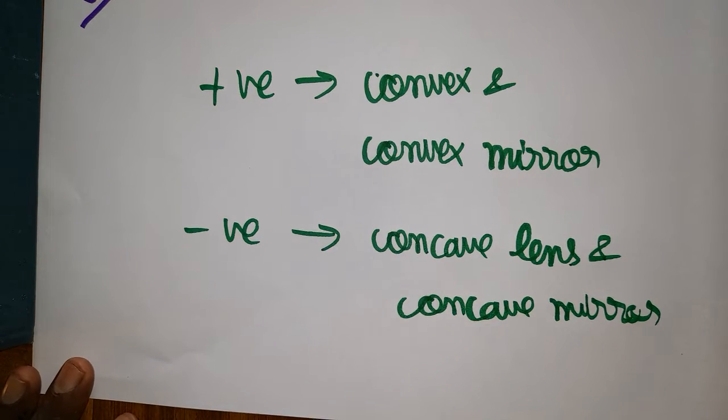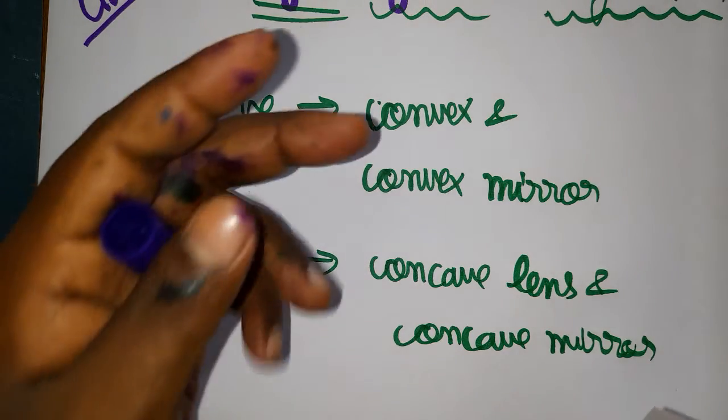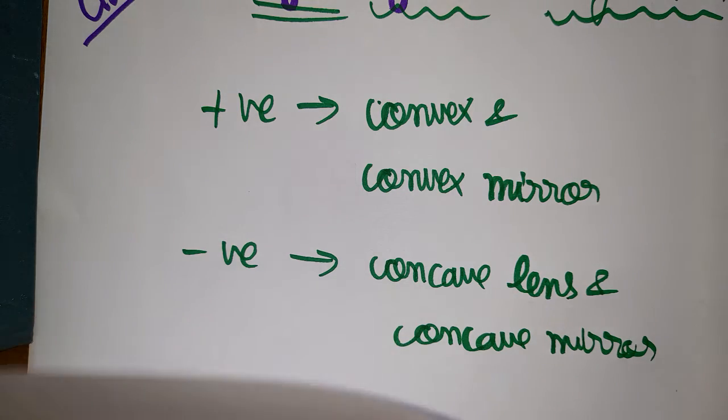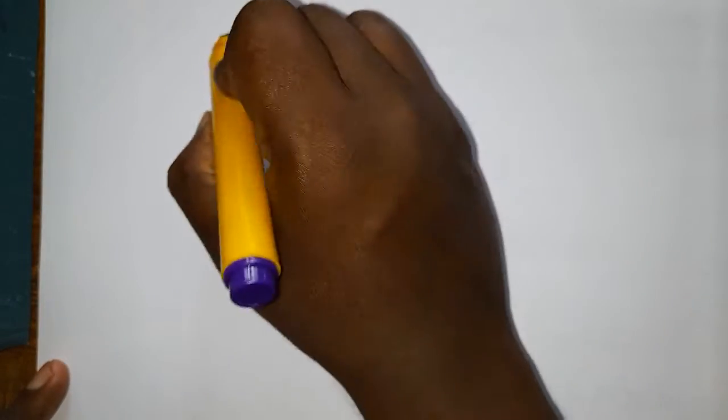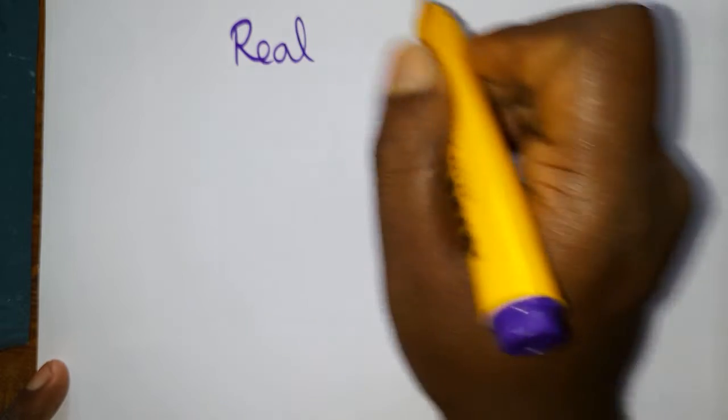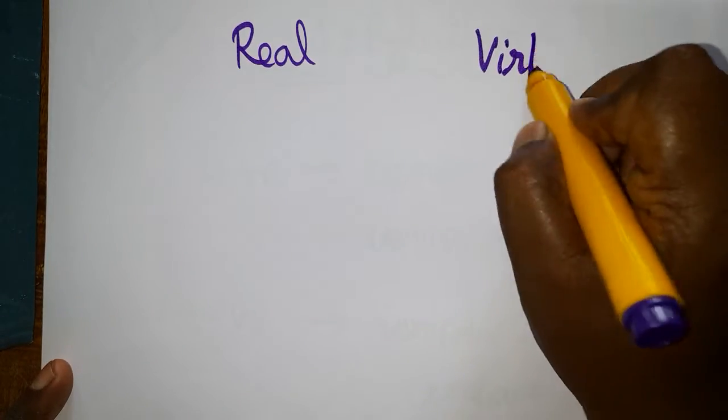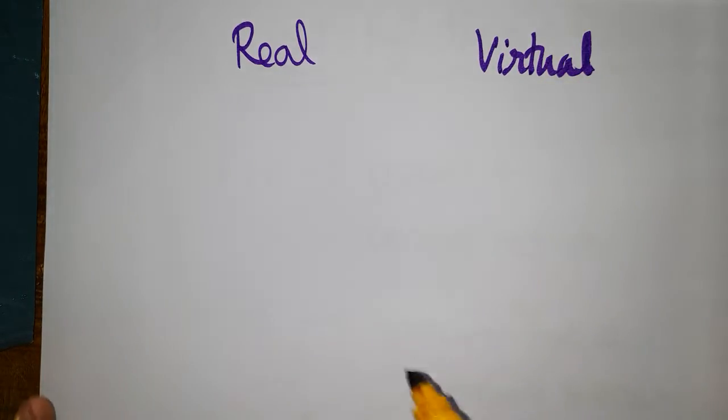Now there are 4 optical devices: 2 are negative, 2 are positive. First we will take the mirror. You need to know what a real and a virtual image is. Up to 10th standard, you can easily find real and virtual images.